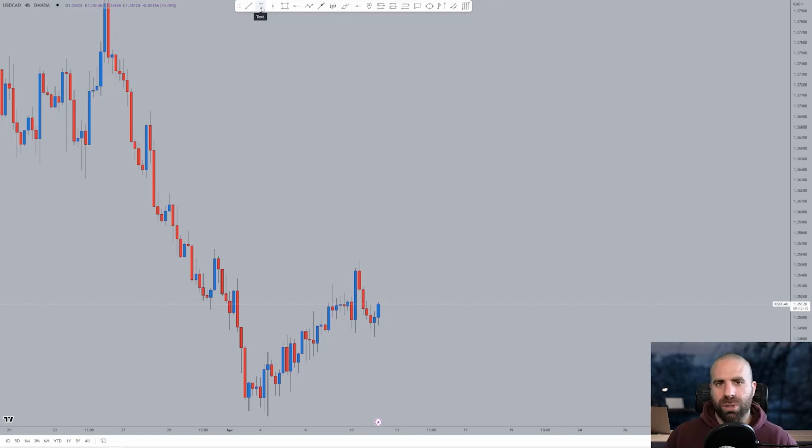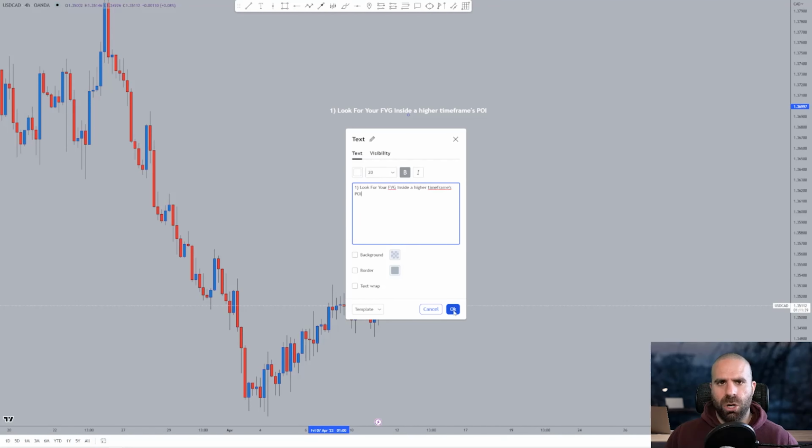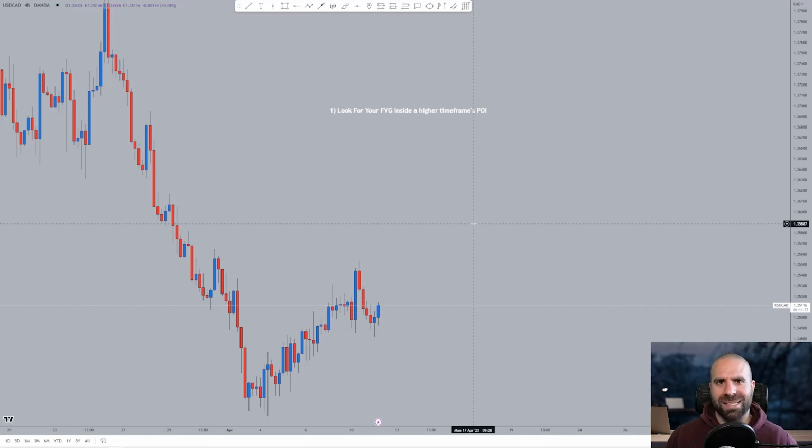First and most important rule is that you have to look for a fair value gap inside a higher time frame's point of interest. This can indeed be a higher time frame's fair value gap as well, or a higher time frame's order block. If this rule is not there, you are not looking for a fair value gap. So number one, look for your fair value gap inside a higher time frame's point of interest.